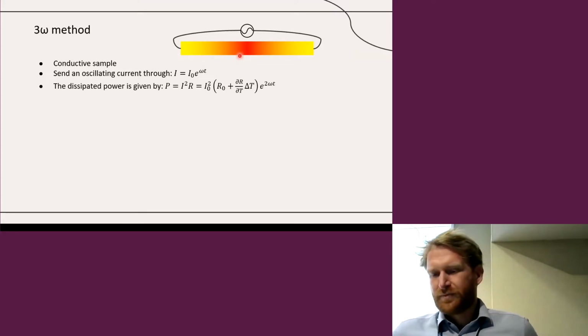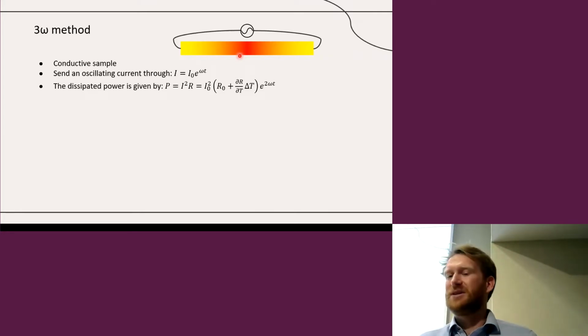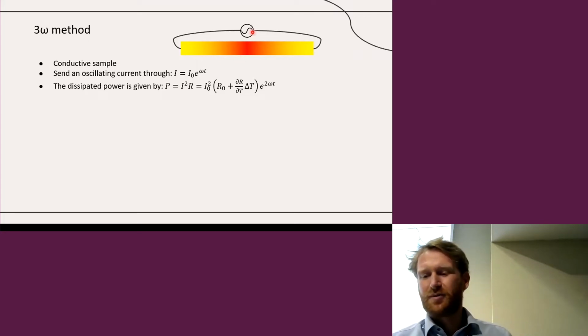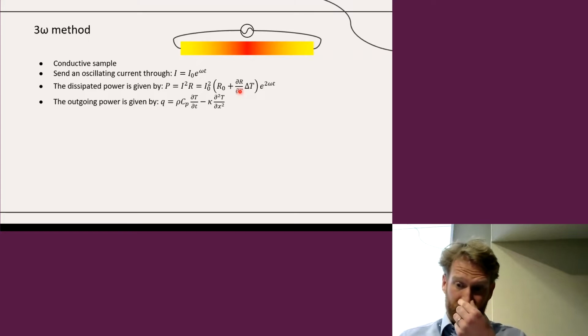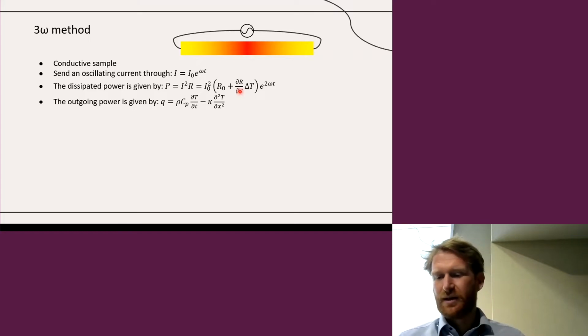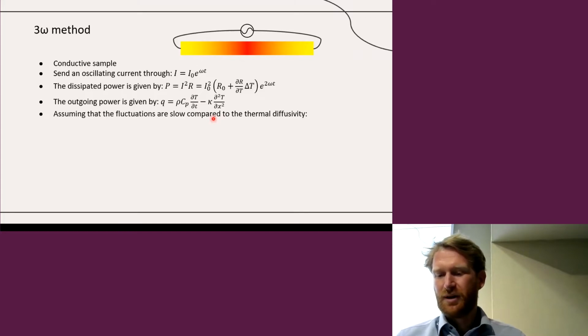And then the smart thing, why it's called the 3 omega method, is that the dissipated power now is proportional to the square of the current. So if we square this current, now we get a term that has twice the frequency, which in part is also proportional to the change in temperature. Then this incoming power has to be equal to the outgoing power.